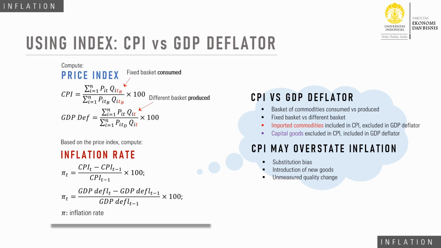As for the capital goods case, the opposite occurs. Capital goods are included in the GDP deflator calculation, but are excluded in the CPI calculation since the purchases are categorized as investment, not consumption. Computing inflation using the CPI may also overstate the true inflation rate.